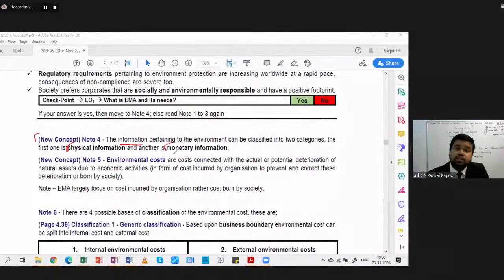In order to protect the environment, after producing power with the thermal technique, a smaller amount of ash must be released into the environment. The treatment plant which I'll use, the cost of that treatment plant and the cost of operating it will be considered monetary information. Okay. So any information pertaining to the environment will be considered environmental information. Environmental information can be categorized into two categories: physical information and monetary information. Monetary information is termed in money or amount. Physical information is termed in quantitative or qualitative factors.